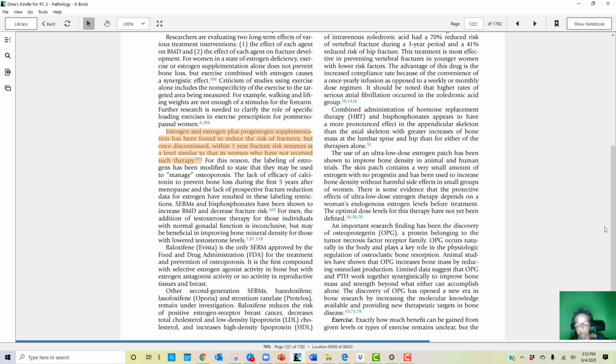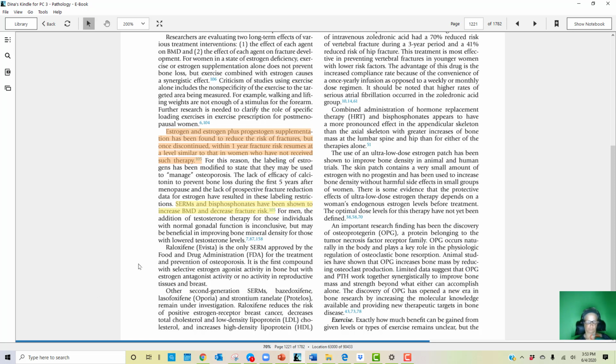SERMs and bisphosphonates have been shown to increase BMD and decrease fracture risk. For men, the addition of testosterone therapy for those individuals with normal gonadal function is inconclusive, but may be beneficial in improving bone mineral density for those with lowered testosterone levels.